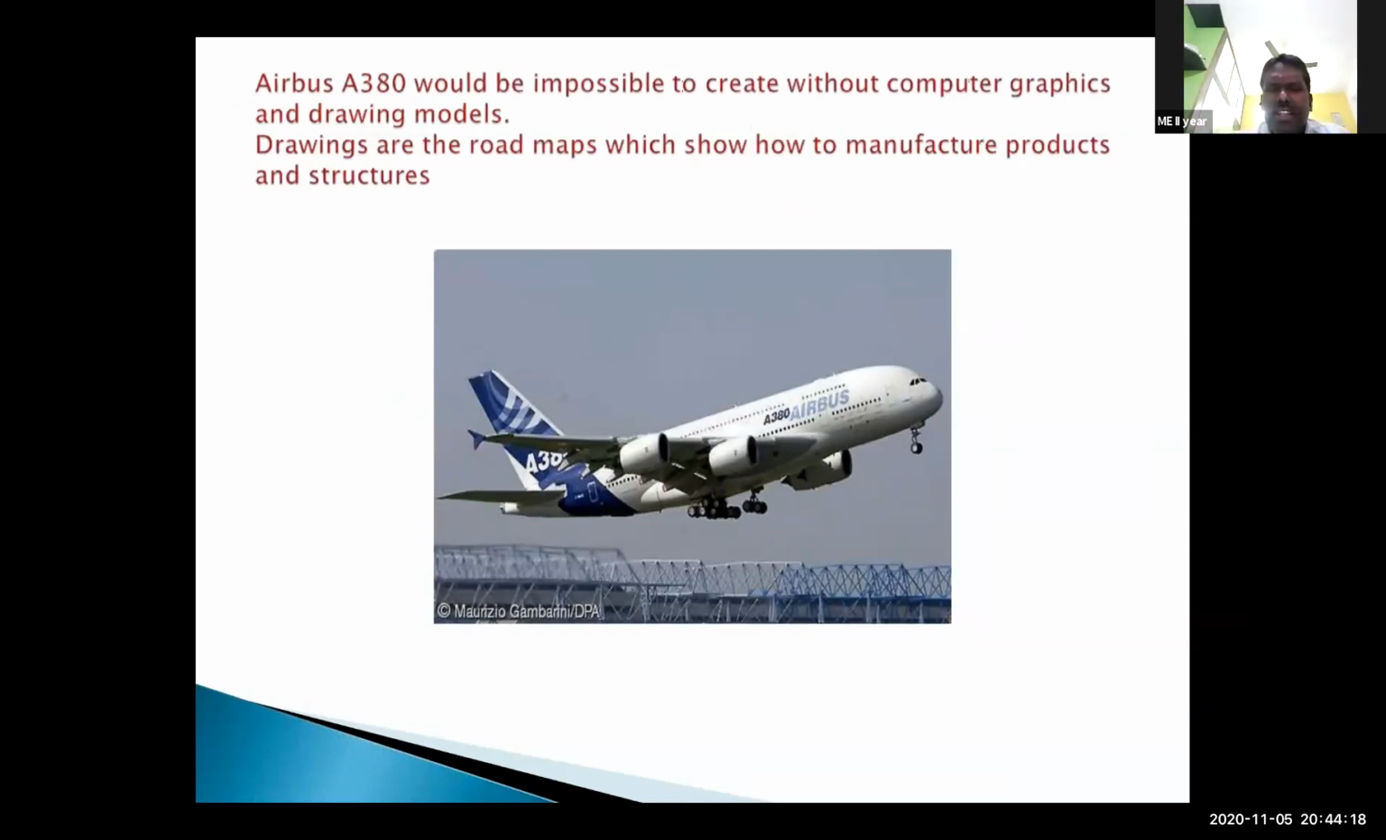Here it is a flight, the Airbus A380. Before manufacture or assembly of it, first we need the graphical model, the 3D model of it. With the help of the 3D model, the engineers, the workers and the manufacturing crew will read it and manufacture the components and structure. Drawings are the roadmap which shows how to manufacture products and structures.